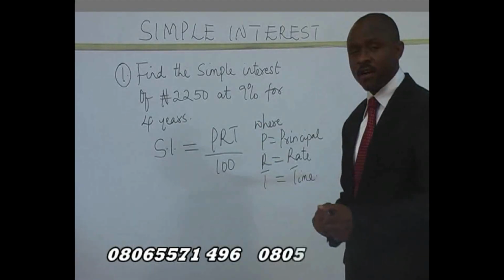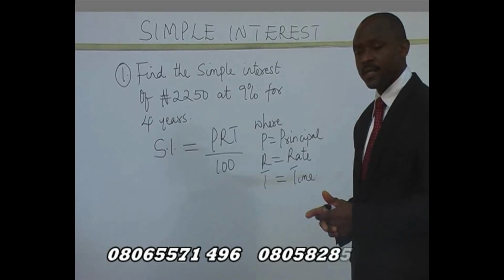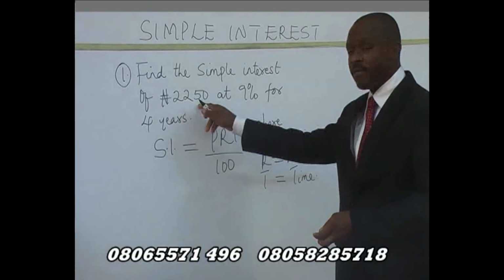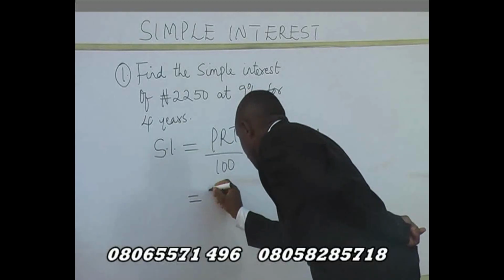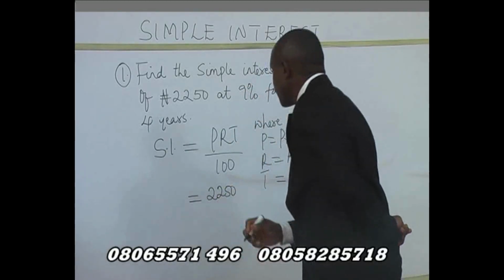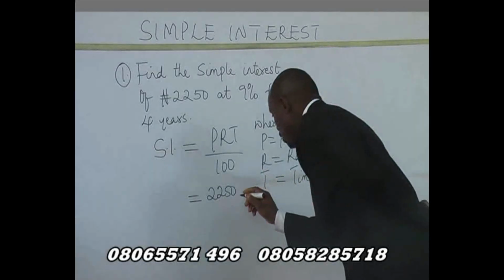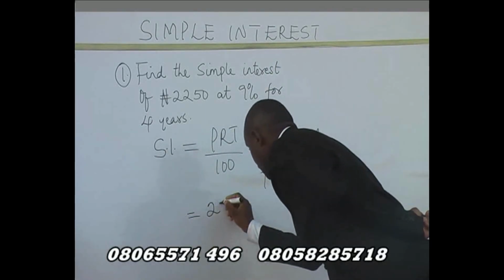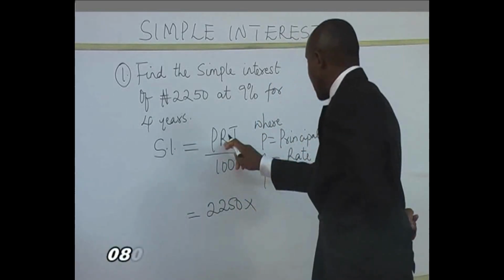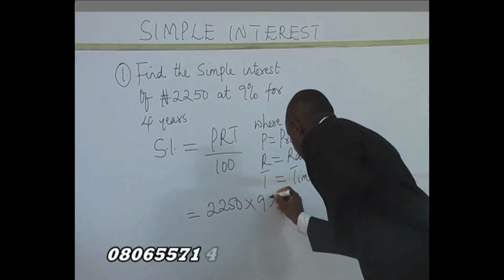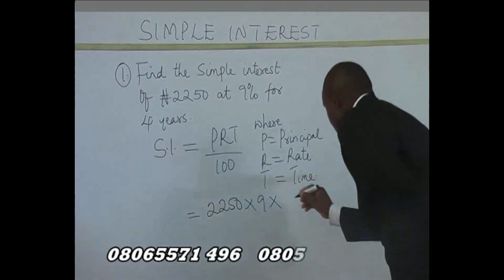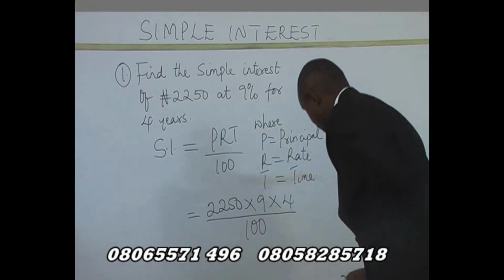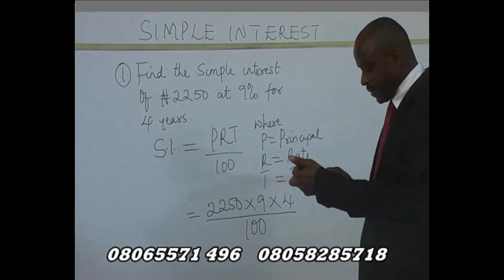Now, after the explanation of the formula for simple interest, let's go ahead. In the question we are given, the principal is 2,250 naira. So we have 2,250. You're going to multiply it to the rate. The rate we are given is 9%. And the time is 4 years. So you have 4 multiplied, divided by 100. You can use a calculator and multiply out.